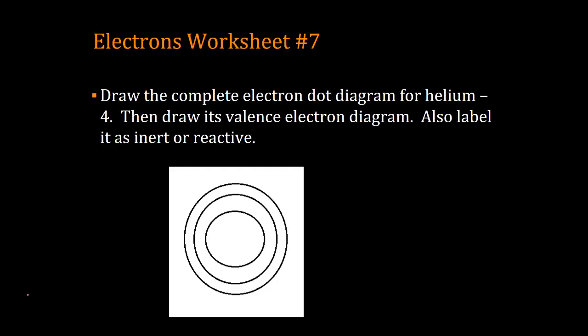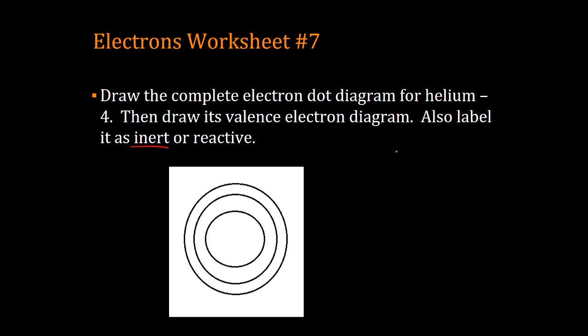Now, draw the complete electron dot diagram for helium-4, then draw its valence electron diagram, also labeled as inert or reactive. Remember, inert means it's got its outer energy level full. For most things, that's 8. For helium, remember, it's the exception, it's 2. If it doesn't have a full energy level, it's reactive.